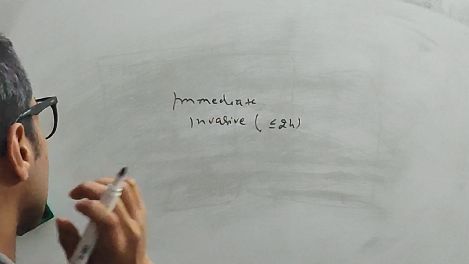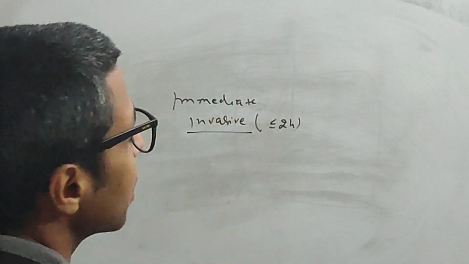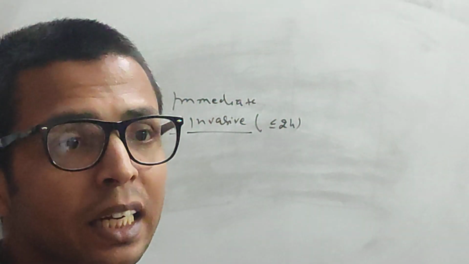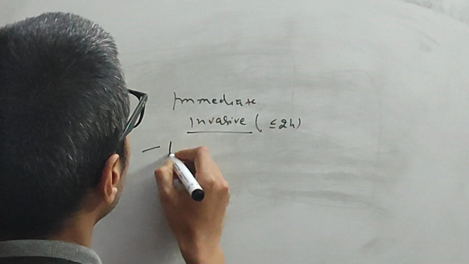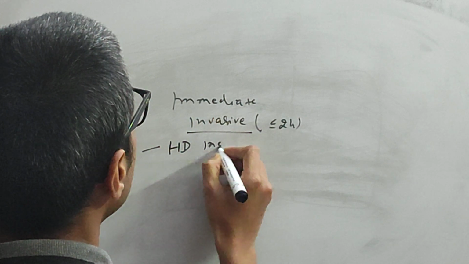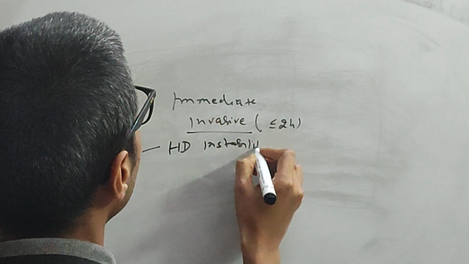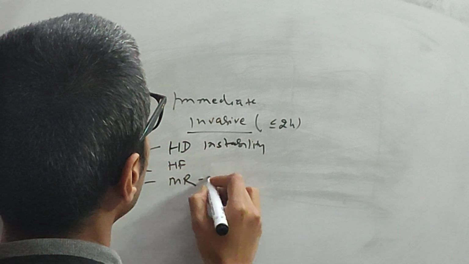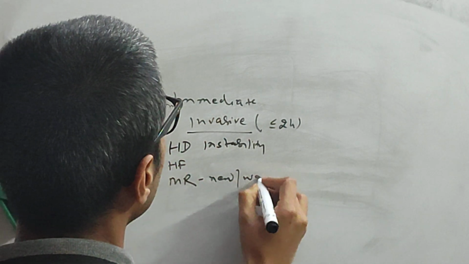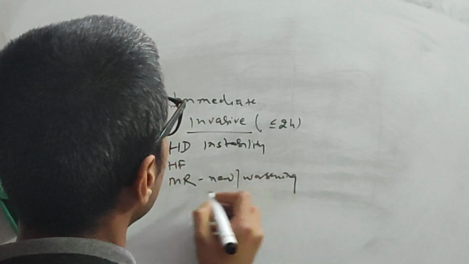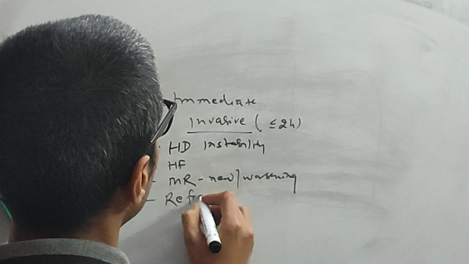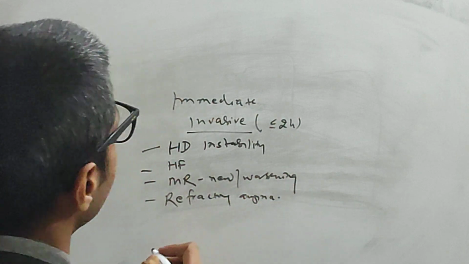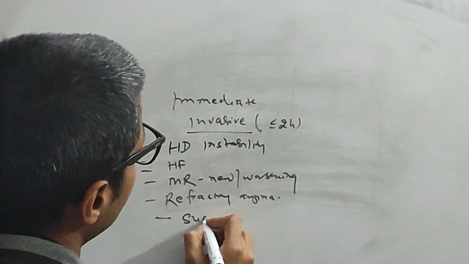So what are some of the conditions where you need to think that the patient needs cardiac catheterization immediately? One is obviously hemodynamic instability, heart failure, MR that is new or worsening, refractory angina despite nitroglycerine treatment, and sustained VT or VF.